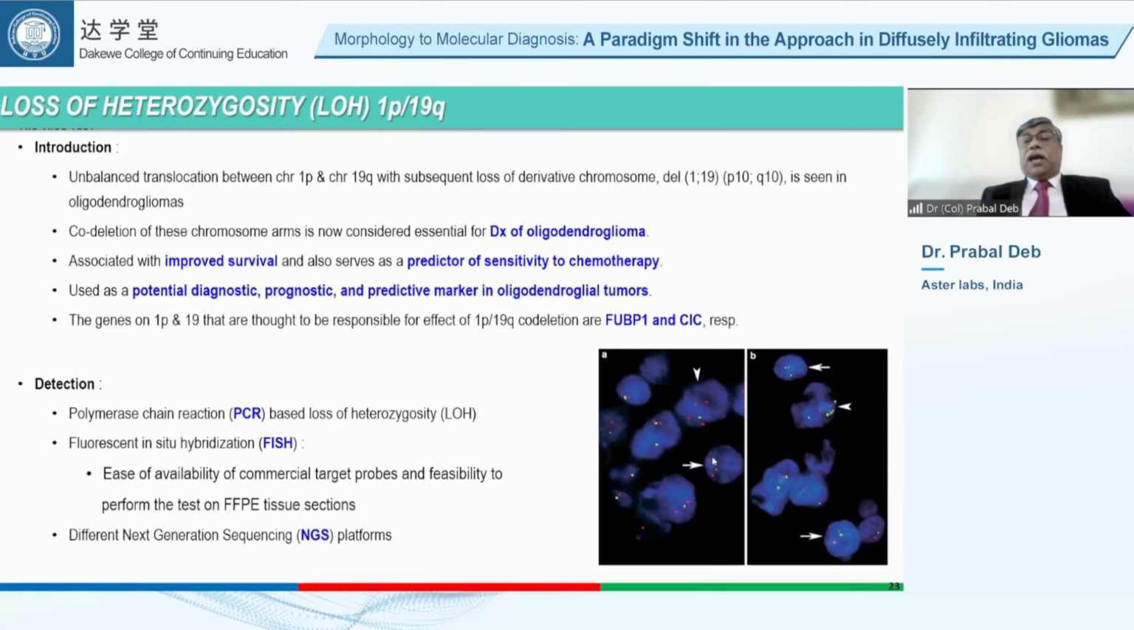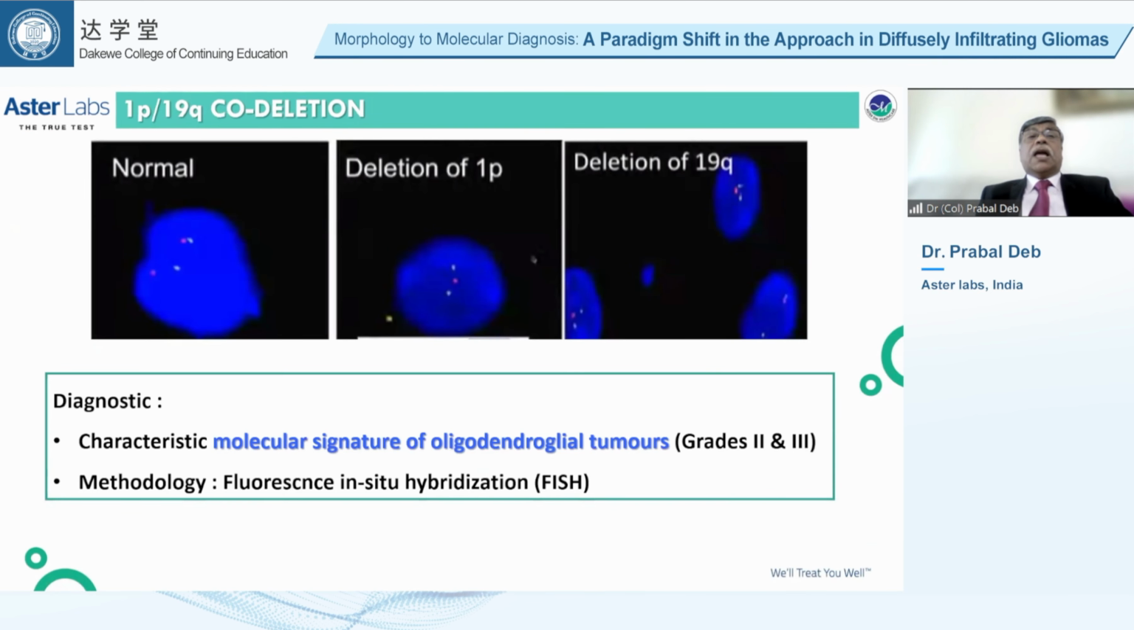Commonly, FISH, fluorescent in situ hybridization with markers which are commercially available, is used for routine evaluation. PCR-based loss of heterozygosity is a bit cumbersome, a bit time-consuming, but yes, this is something which has been used and also is better, I would say, as compared to FISH. This is how 1p19q co-deletion looks on FISH.